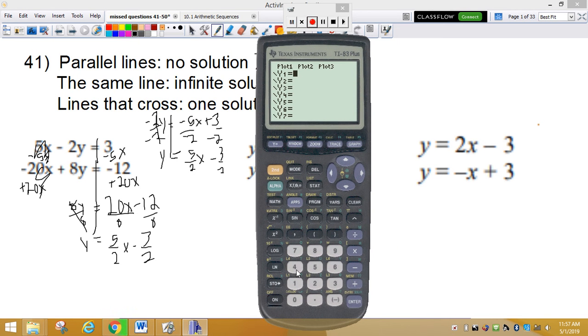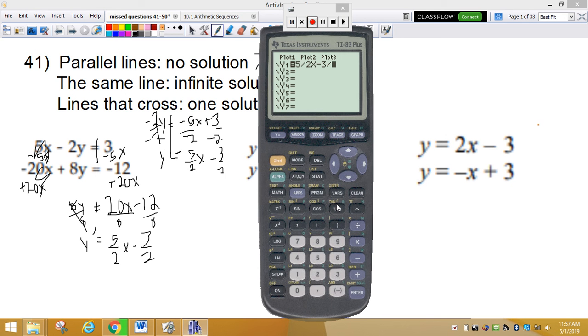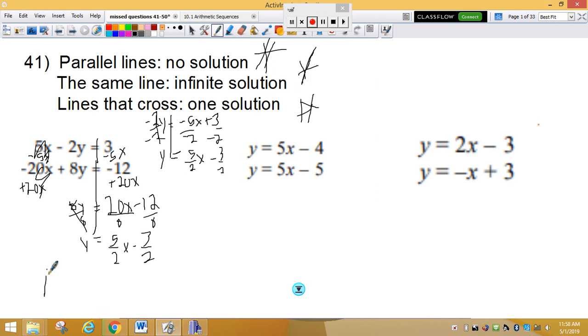So this one down here, I got 5/2 x minus 3/2. The one up top, I got 5/2 x minus 3/2. Now, you can look and see, wait, I typed in the exact same thing. So I know it's going to be an infinite, but let's graph it in case you didn't notice. So there's my first line, and the second one graphed right on top of it. So this one's going to be an infinite solution because it was the same line.